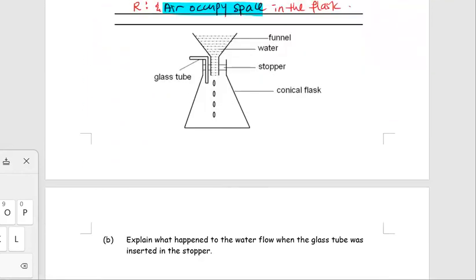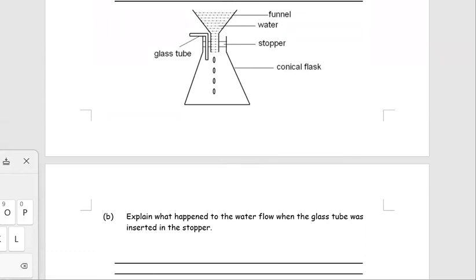So if there is a glass tube, why is the water able to flow in? That's because the air in the flask can escape through the glass tube, right? So water can flow in to take up the space. So explain, CER. There's no C, right? I'll just go with the evidence. What did I see here in the diagram that tells me that water can go in? I see the glass tube and air can escape through the glass tube.